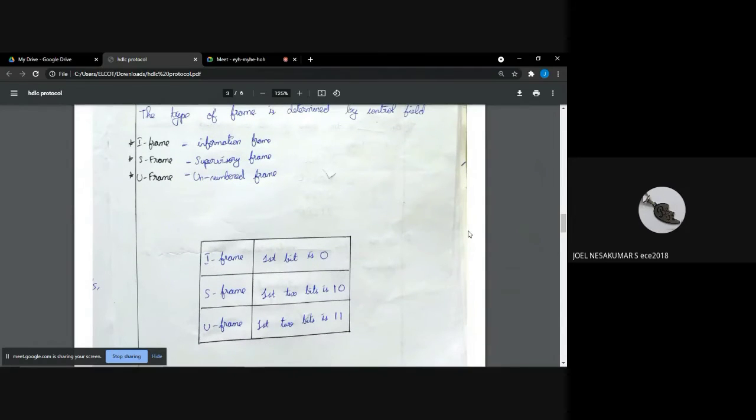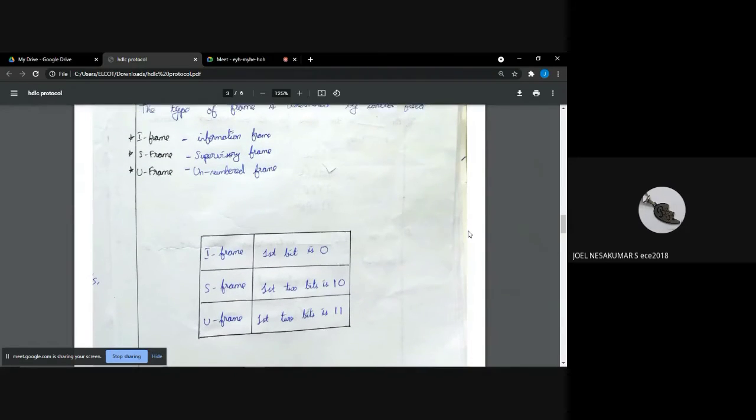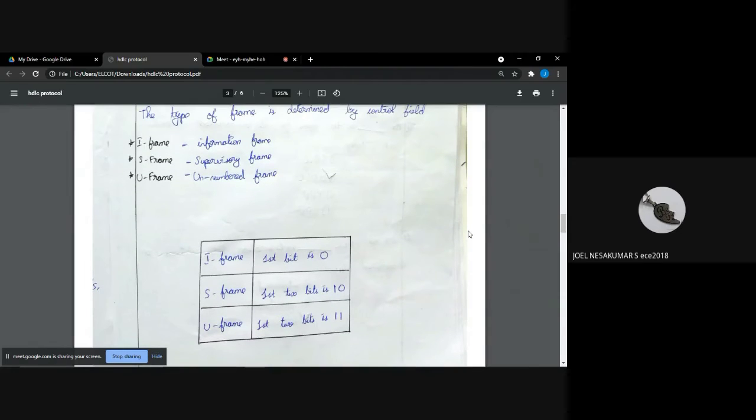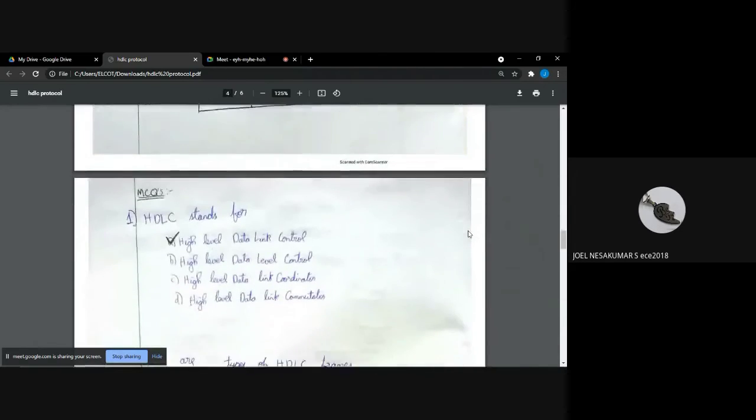These are some details about the HDLC protocol. It is most widely used in the data link layer, and other protocols such as PPP are also in the data link layer, but HDLC is the most widely used. And I have some MCQs about the HDLC protocol.